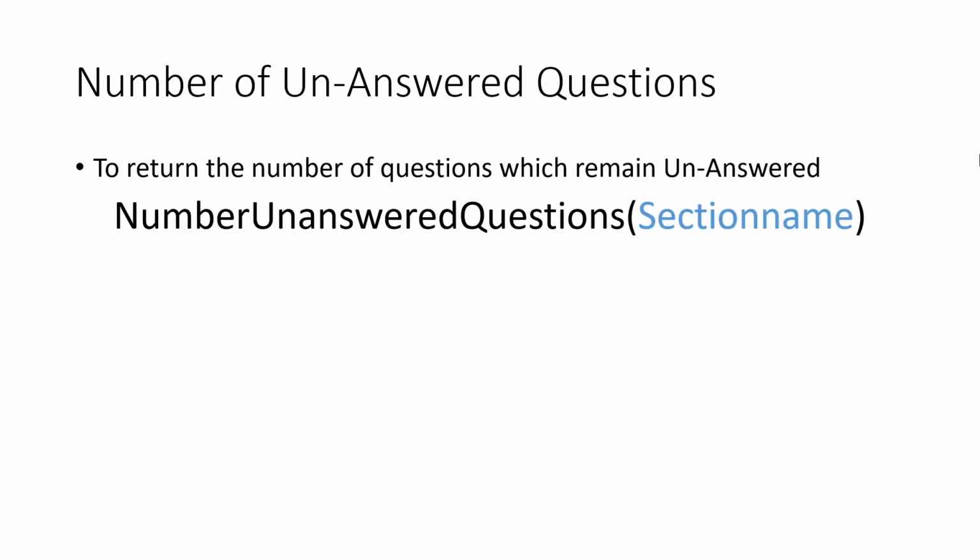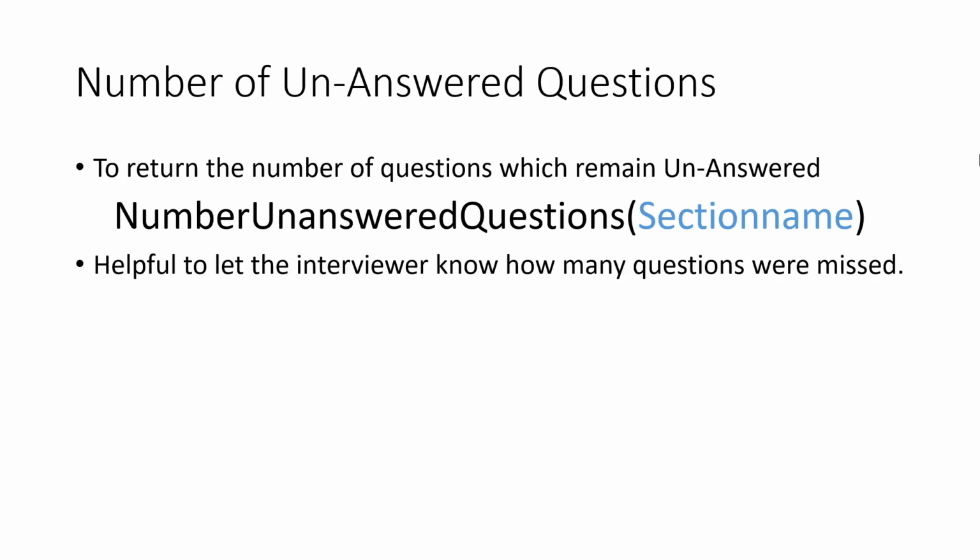And this function is unsurprisingly called numberUnansweredQuestions. And the same as our previous one, all we need to pass through is that section name that we want to reference. So it's a helpful function, particularly if you have very long sections. Rather than just telling the interviewers that a question was missed, you can tell them how many, so they know how many to look for when they go back.